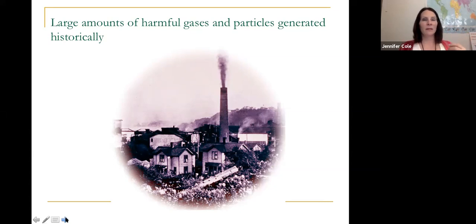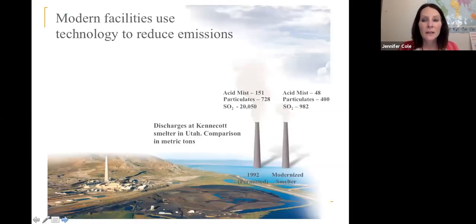Think about the beginning of the Industrial Revolution and all that went on in Britain. These days, it's a good news story. You can see that this was permitted in 1992, a long time ago, and then this is a modernized smelter. You can see that acid mist has gone down essentially by 3 times. Particulates have been halved. Sulfur dioxide has gone down by enormous amounts. So we're getting better at using modern technology to reduce the impact on the environment.